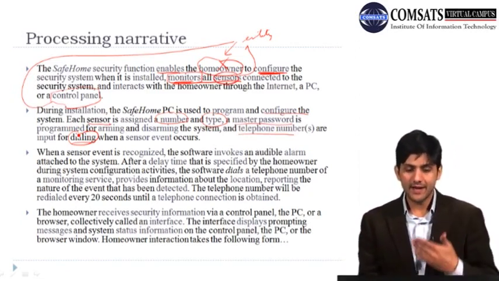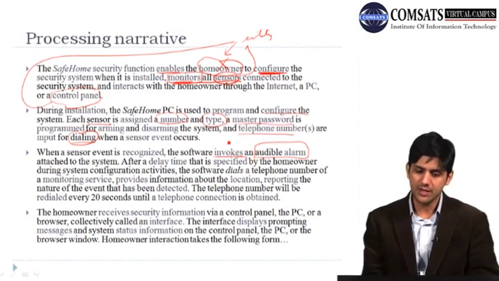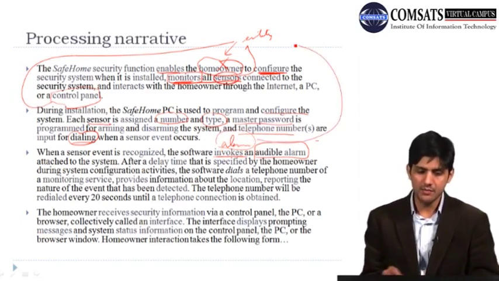When a sensor event is recognized, the software invokes an audible alarm. So I know that there is another trigger, which my software is going to invoke: invoke an audible alarm. So there is some kind of alarm data attached to the system. So another external entity which I have identified is the alarm.